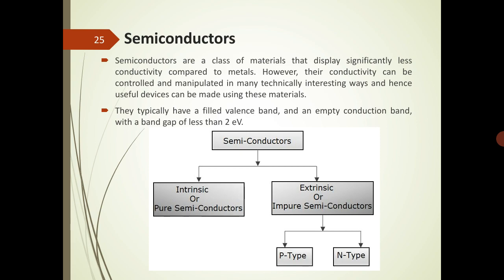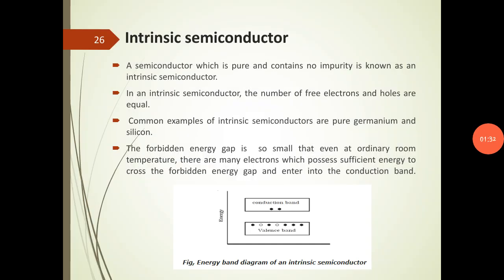Intrinsic semiconductor is otherwise known as pure semiconductor and extrinsic semiconductor is otherwise known as impure semiconductor. The impure semiconductor is classified into two types: one is a p-type semiconductor and another one is an n-type semiconductor. The first type is intrinsic semiconductor. Here the semiconductor is pure and does not contain any impurity materials. The number of free electrons and holes are equal. A common example of this type of semiconductor is pure germanium and silicon.